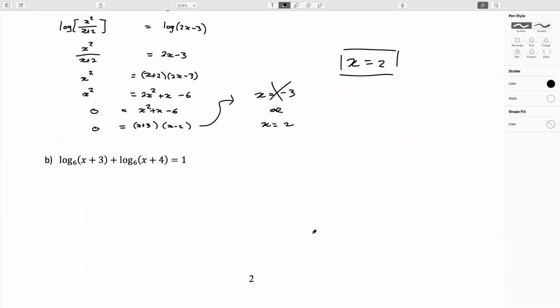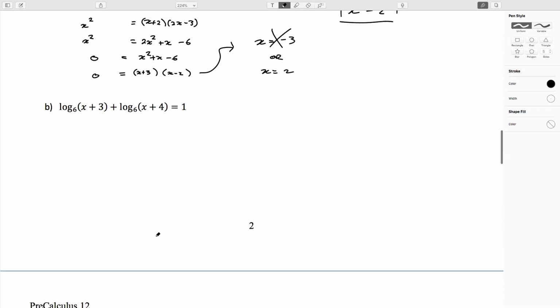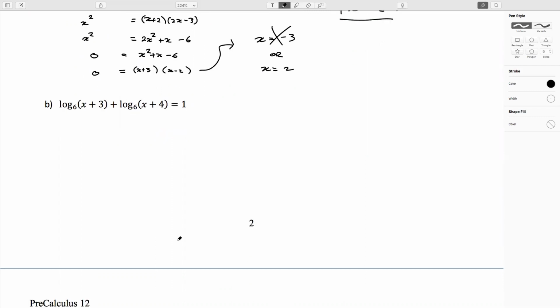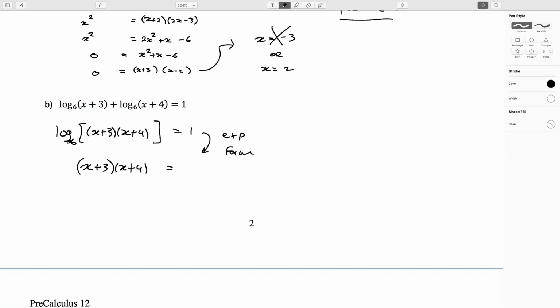All right, we'll do a few more of these. I don't know that we'll do every question in this. Log base 6 of x plus 3 plus log base 6 of x plus 4 equals 1. Okay, so let's join these together just as we've done before. So log base 6 of (x plus 3) times (x plus 4) equals 1. Let's go and convert this to exponential form now. And we get (x plus 3) times (x plus 4) has to equal the base of 6 to the power of 1.